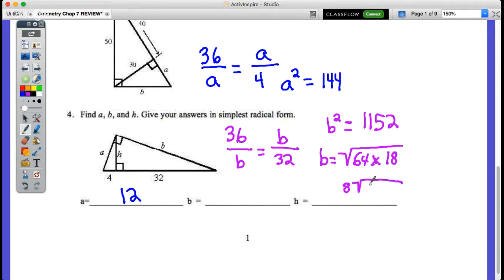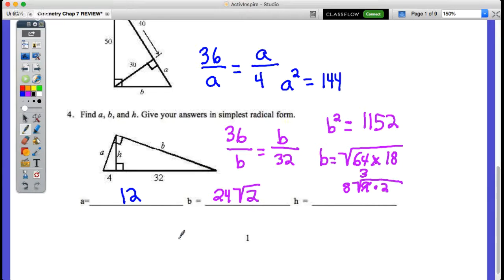And 18 can be factored into 9. What's the square root of 9? 3. So 3 times 8 is... okay? Yeah. Now, for H, why'd you put 32 under the second? Because that's the part of the hypotenuse, that's the little that's attached to the leg. Okay.